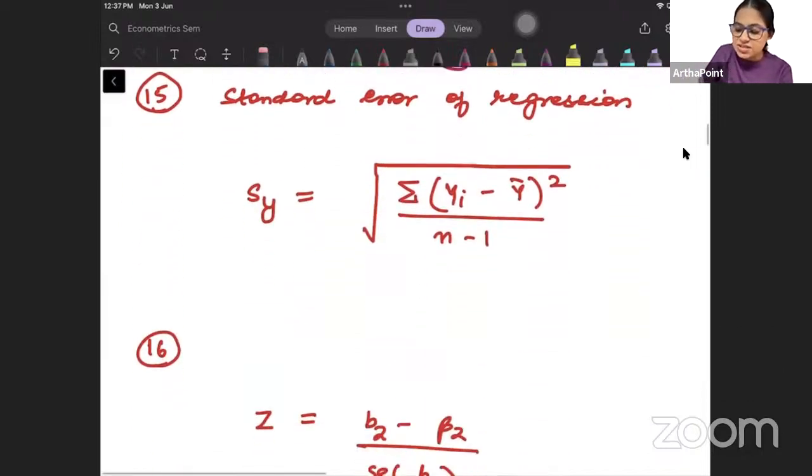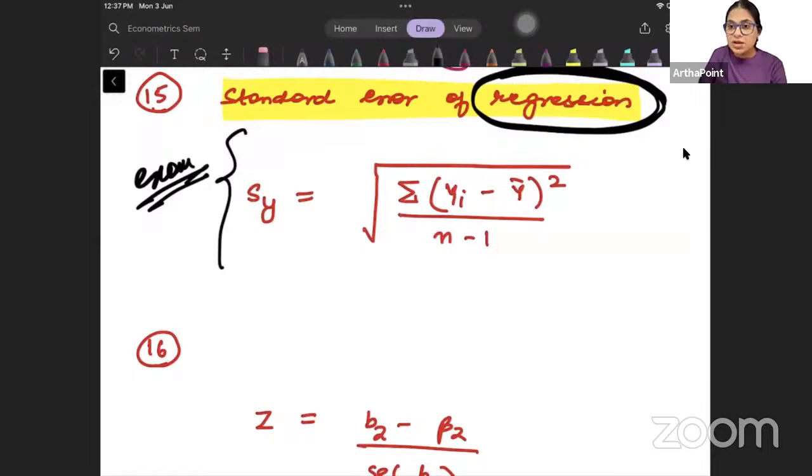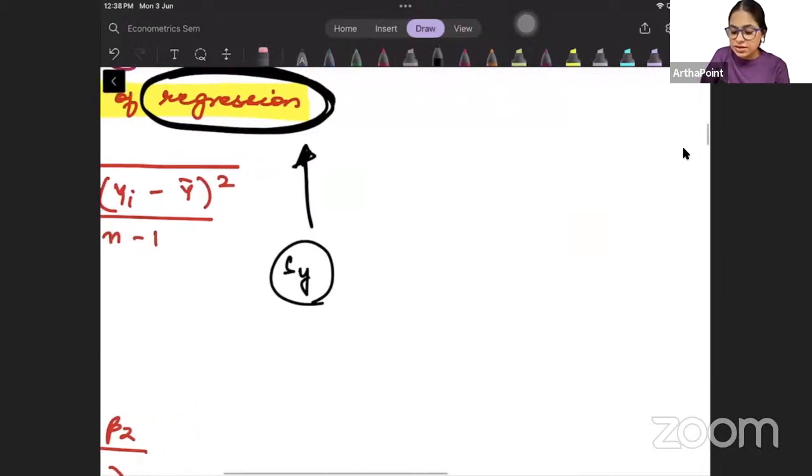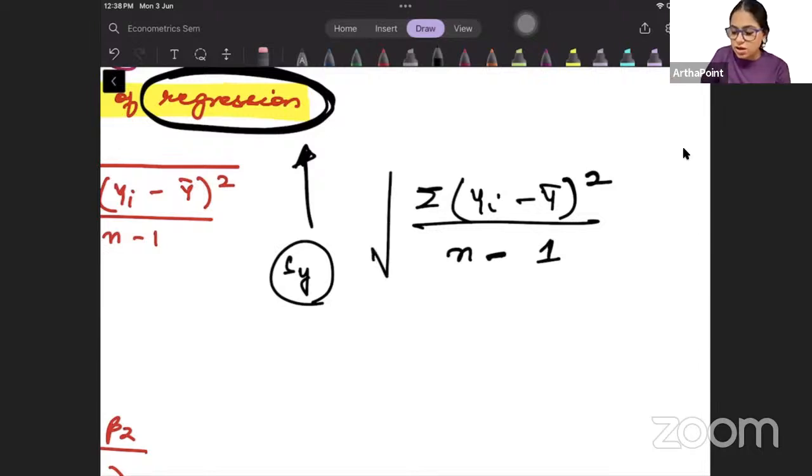Okay. This is the standard error of regression. Yes, it is asked sometimes in exam. This is important. It is not standard error of B1 or B2. It is the standard error of regression. The standard error of regression is also called as standard error of y. तो इसमें हम क्या करेंगे? Summation yi minus y bar whole square. That means you are deviating all values of y from its mean. उसको square कर रहे हो. Divided by n minus 1. Denominator में हमेशा n minus 1 रहेगा under root.